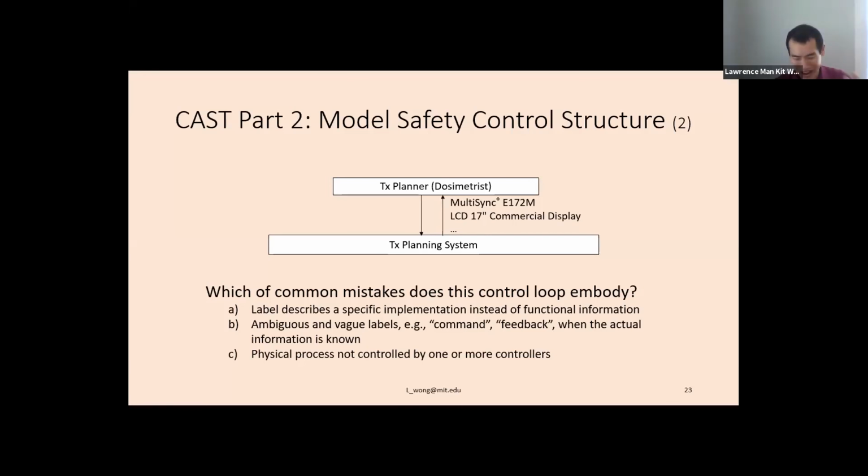Okay, sounds good. So answer A is exactly right. We have this monitor display that is labeled, but it doesn't tell you what kind of information is being fed to the controller. A better label could be the image. You can say the image itself, or CT or MRI, and so on. That would be a much better label than naming the model and make of a particular implementation.